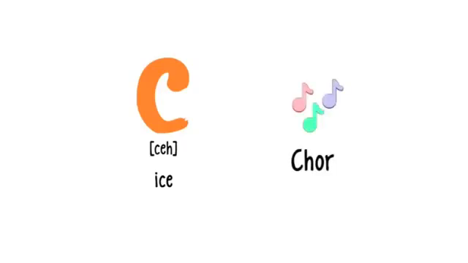Let's have a look at the letter C. C, which is pronounced like the C in the word ice. In the German language, words which normally start with the letter C are pronounced like the letter K. Here we have the word Chor, Chor, which means choir.